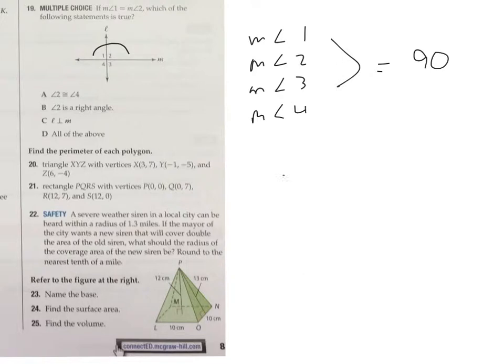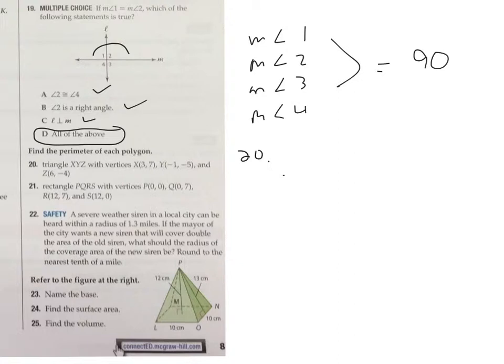So that means the measure of angle 2 is going to be congruent to the measure of angle 4. Measure of angle 2 is 90 degrees because it is a right angle. Line L and line M are perpendicular because they form 90-degree angles. Thus, the answer to this would be all of the above.